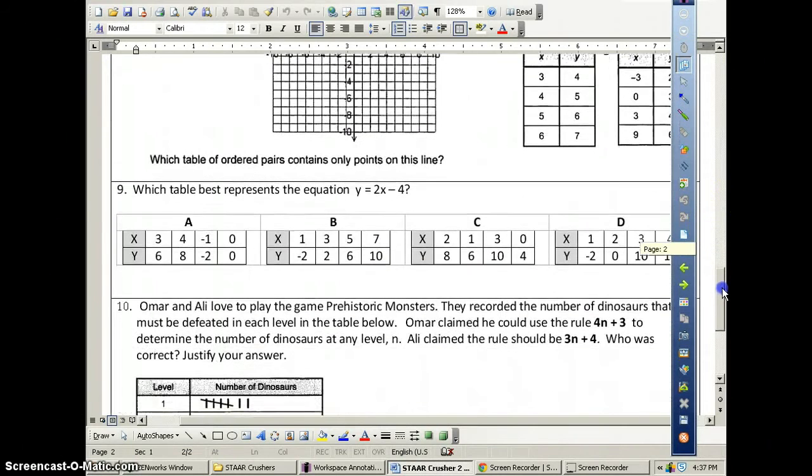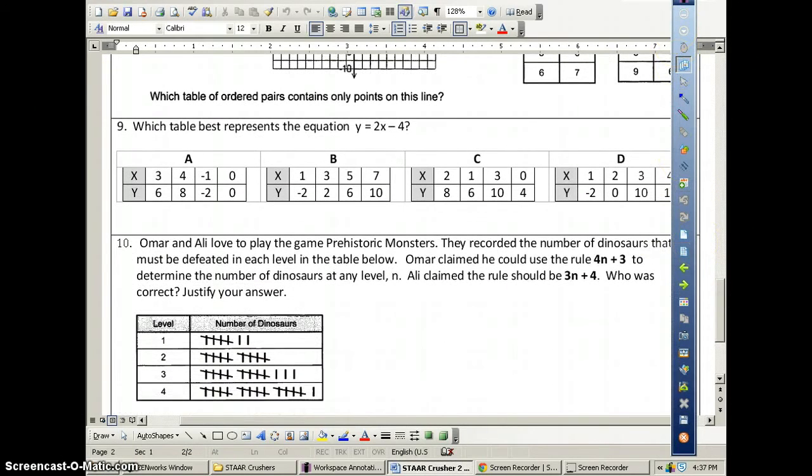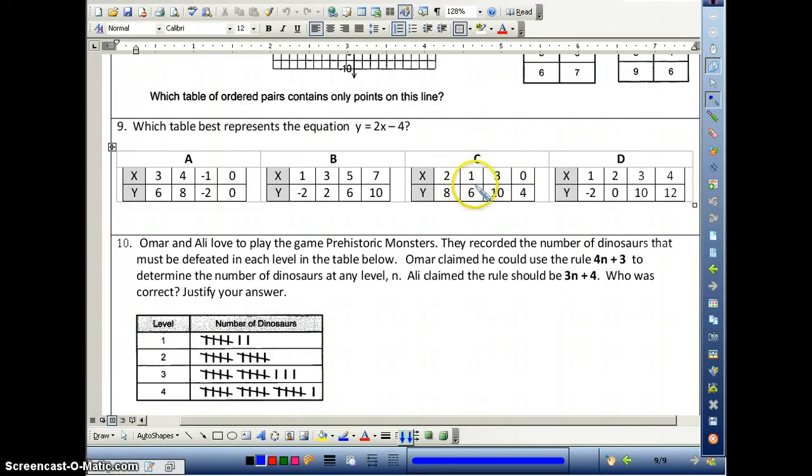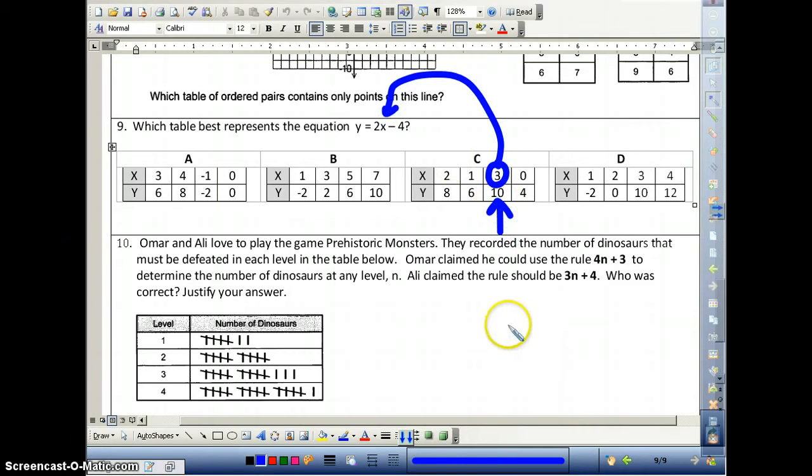Number 9. On one like this, take your x value. Don't use 1. Use a number other than 1. Take your x value, plug it in right there, do the math, and see if that's what you get back for your answer. All right? If that doesn't work out, pick another one. Put that one in for x, multiply by 2, subtract 4. Do you get that back for an answer? If you do, try one more point and see if it still works.